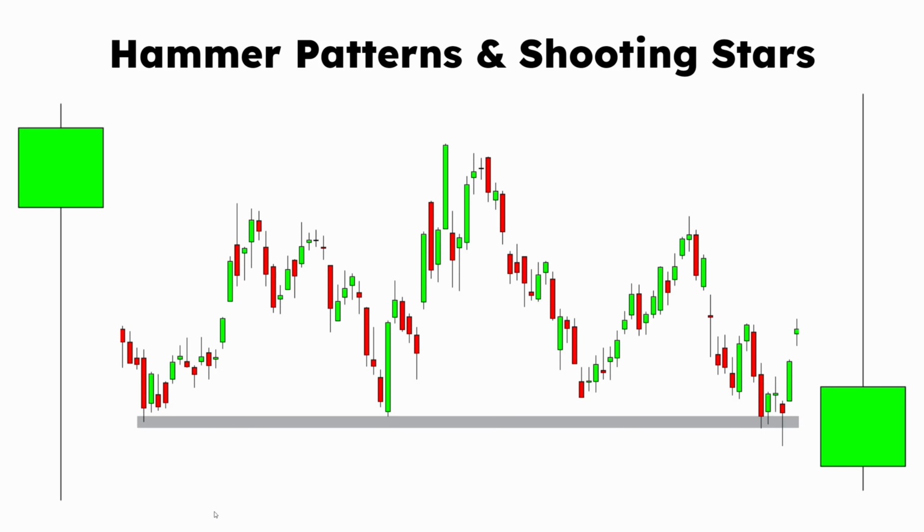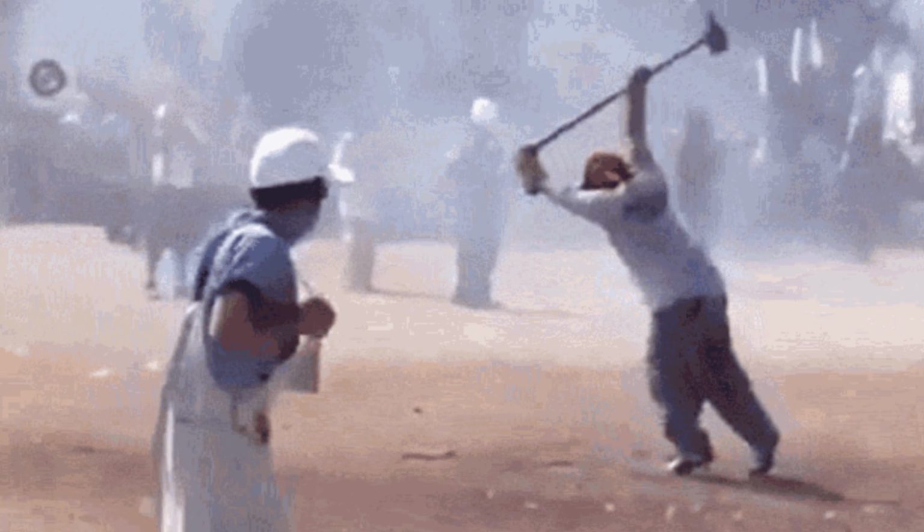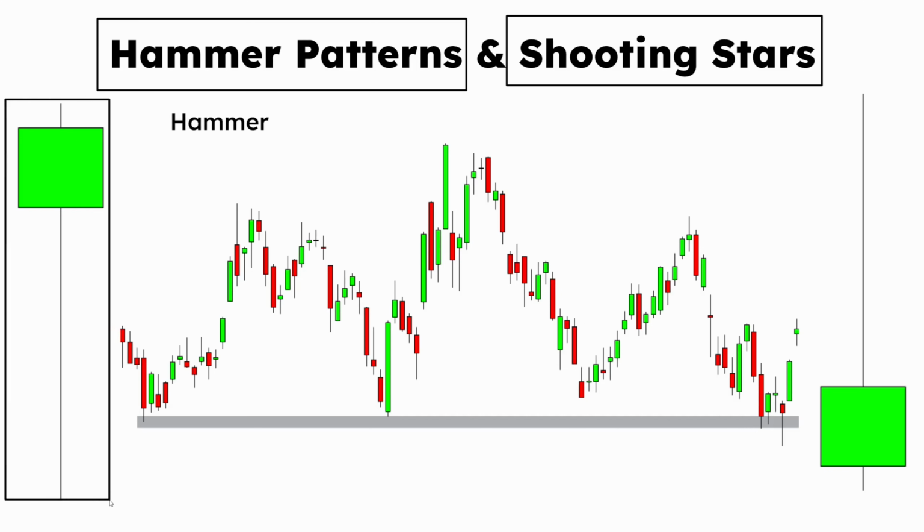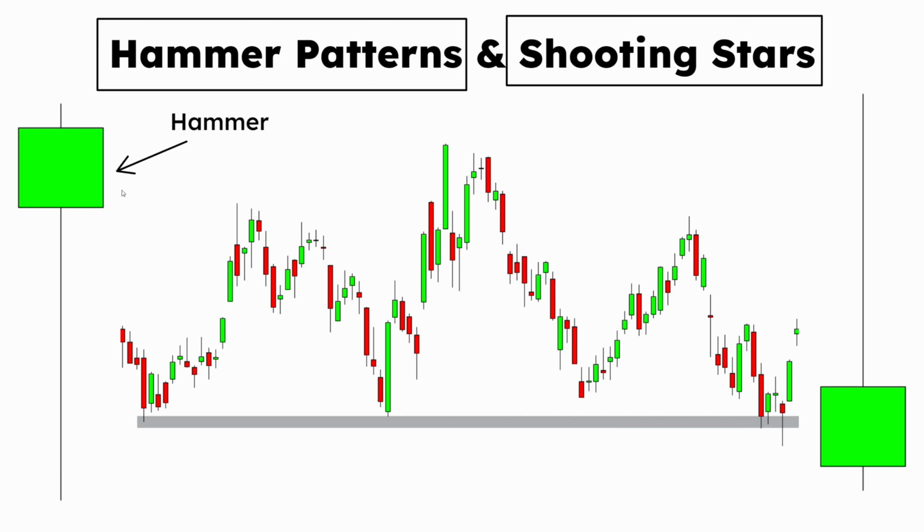So now let's right away dive in and take a look at two patterns that you really need to learn. I'm talking about hammer patterns and shooting stars. Let's begin here by taking a look at the hammer. This pattern right here to the left is a hammer, and the hammer pattern is a single candlestick pattern, meaning that it consists of only one candlestick.